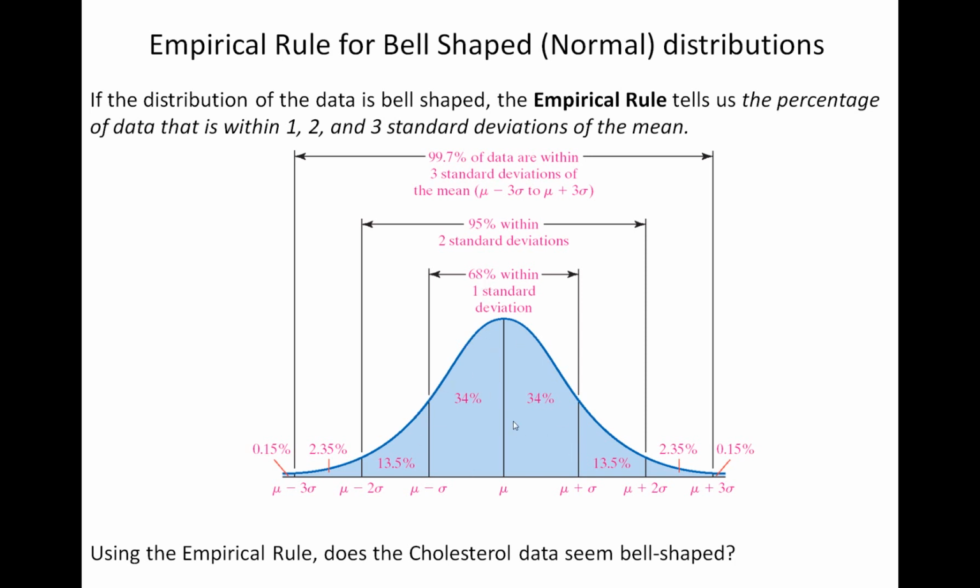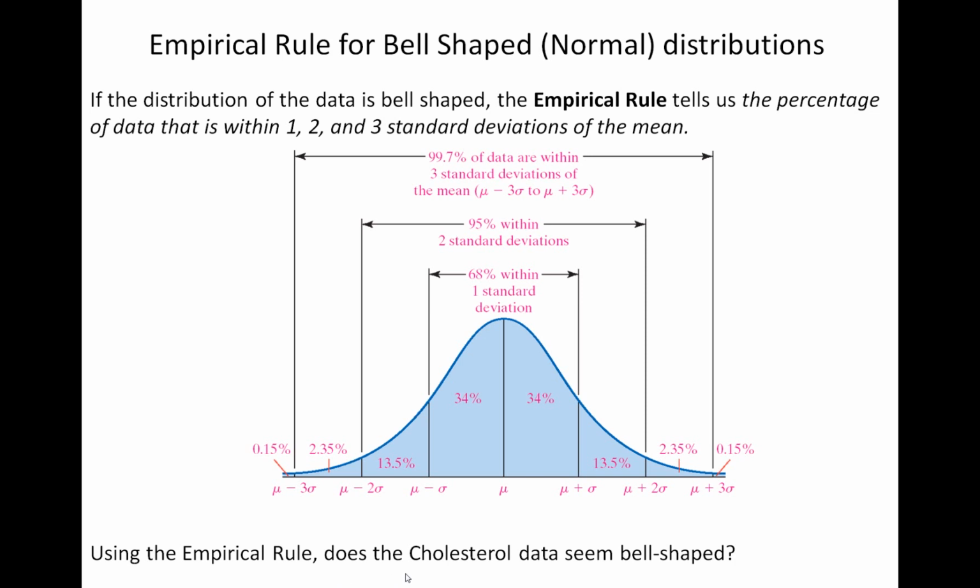You can see in this picture that if we have bell-shaped data, it's symmetric about the mean, and if 68% of the data is within 1 standard deviation, that would mean about 34% of the data would be from the mean to 1 standard deviation beyond the mean in either direction. So that's the first part of the empirical rule. The second part is that 95% of the data should be within 2 standard deviations, and almost all of the data, like 99.7%, should be within 3 standard deviations.